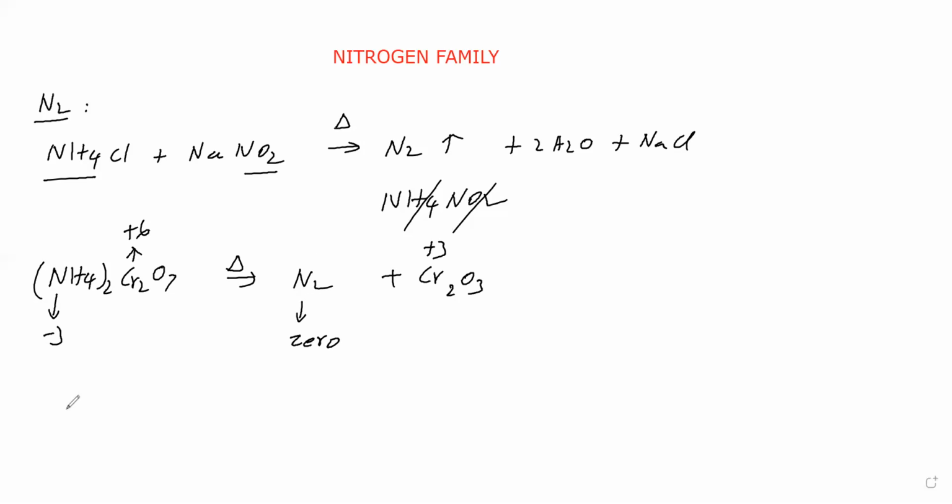Then azide we will take. Now we are taking barium azide. Azide formula is N3 minus. Barium oxidation number is +2 because it is coming under group number 2. So barium azide, Ba(N3)2, we can say. When this is heated, what we are getting is barium and nitrogen gas.